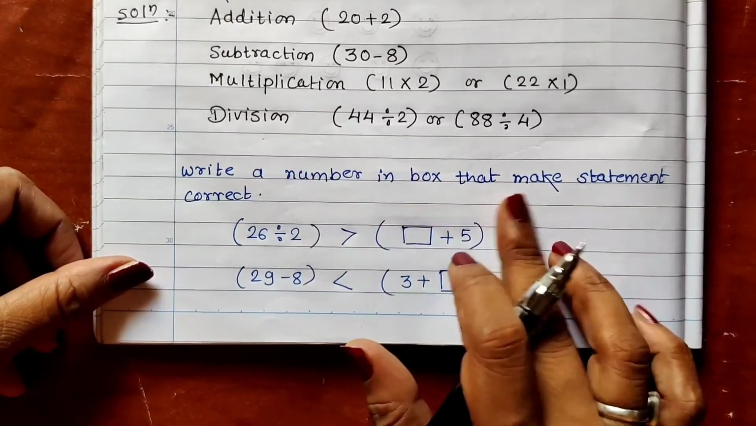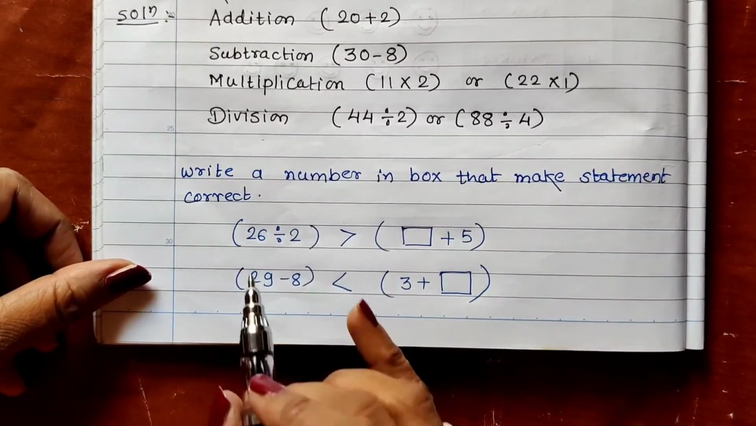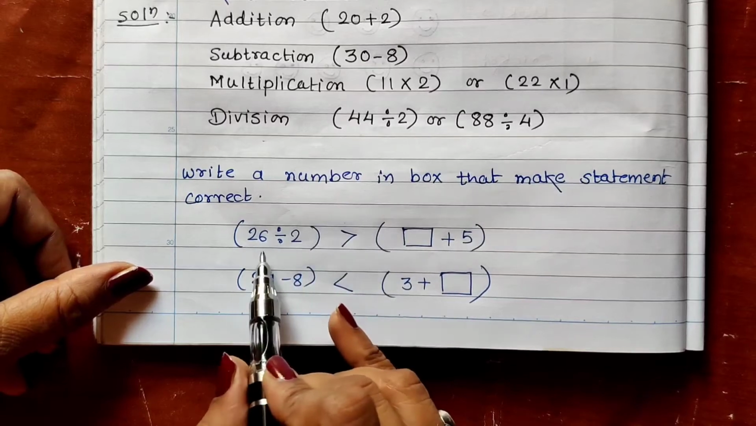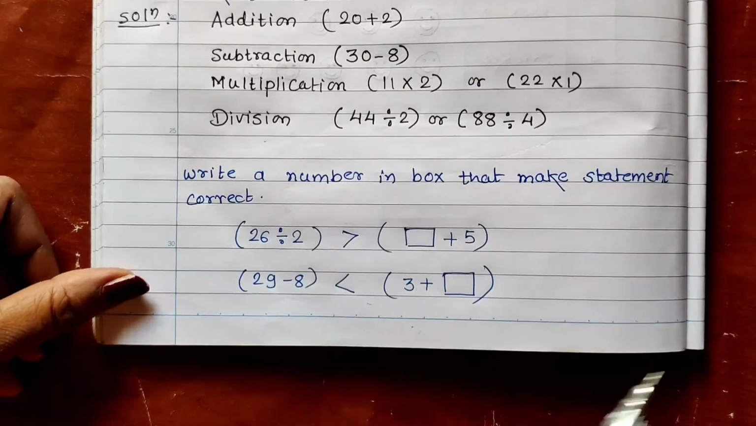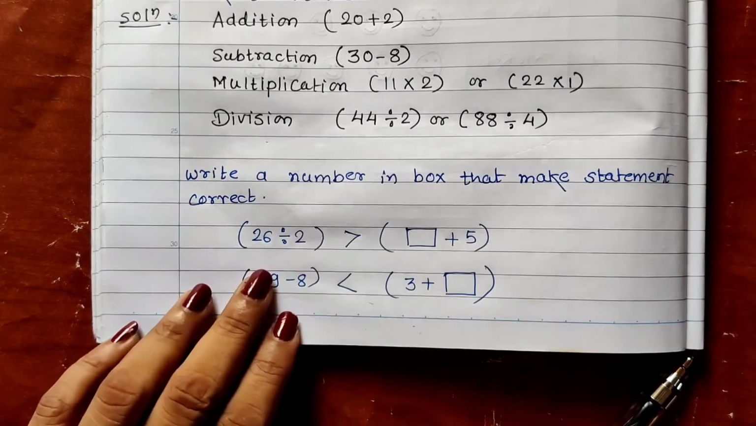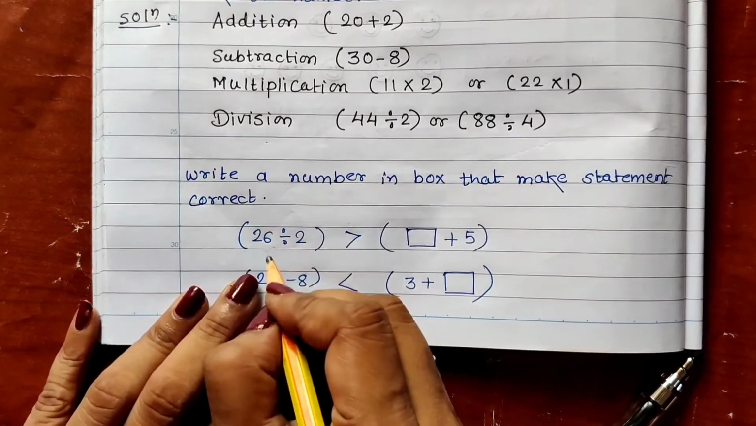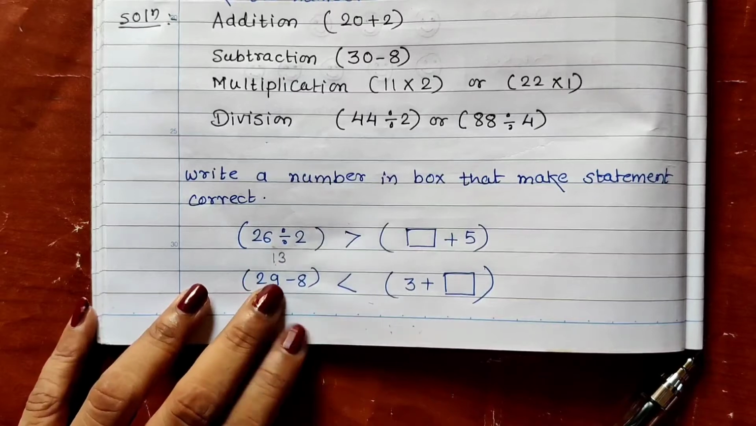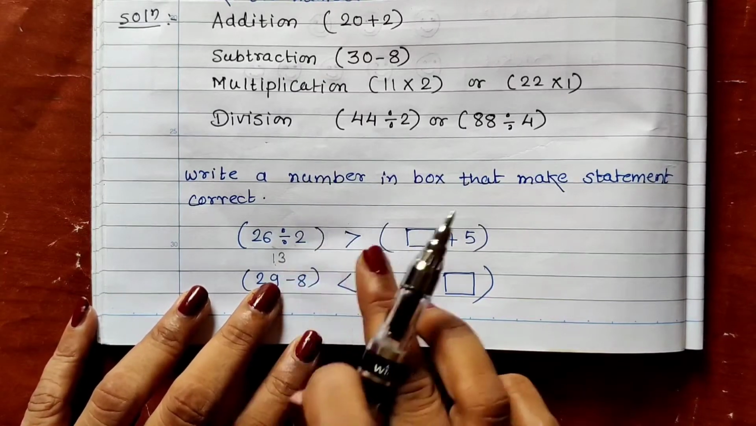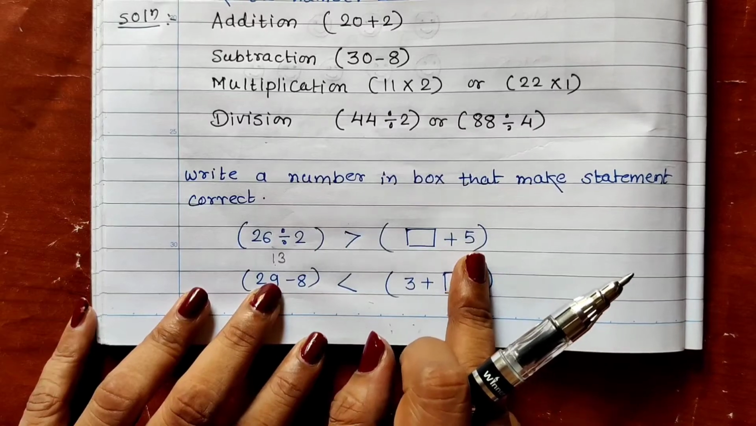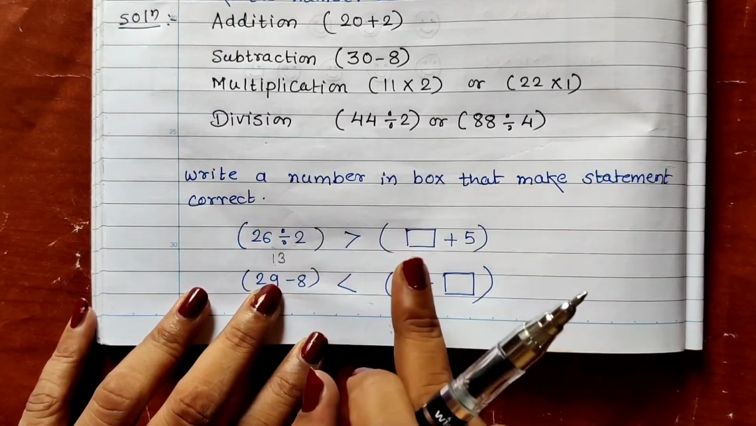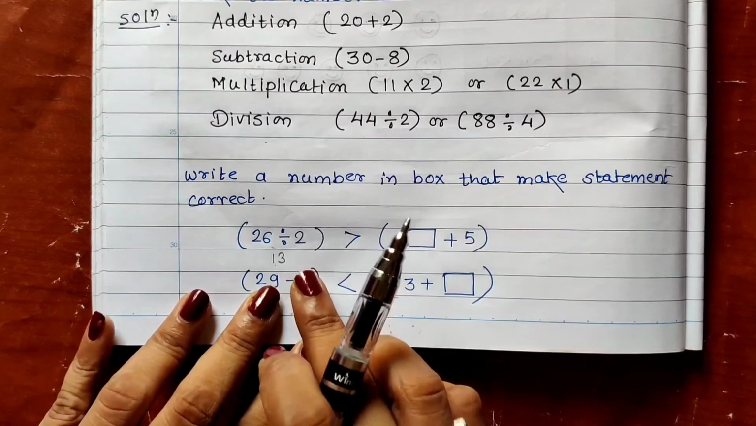Now next question is, write the number in the box that makes the statement correct. So let us first see what is there on the left hand side of this symbol. 26 divided by 2. What is the answer of 26 divided by 2? 2 ones are 2, 2 threes are 6. 13 we are getting as the answer. So this 13 should be bigger than this side. So any number added to 5, the answer should be smaller than 13.